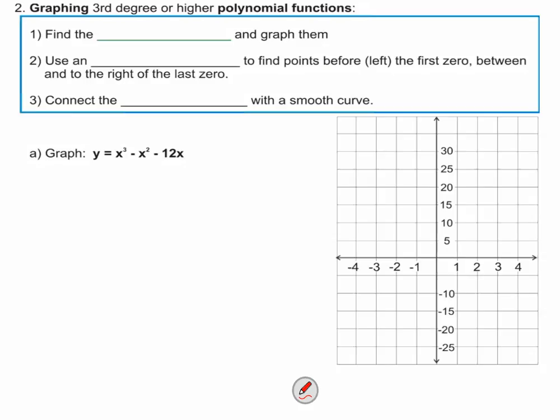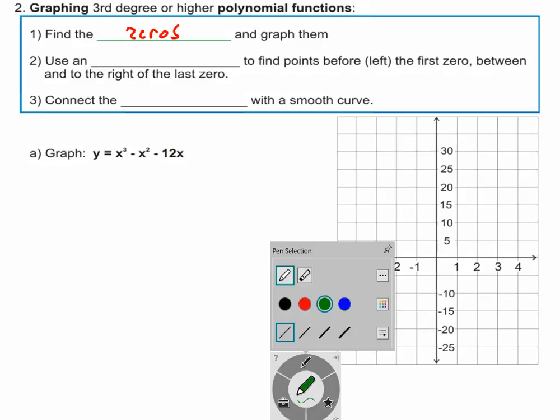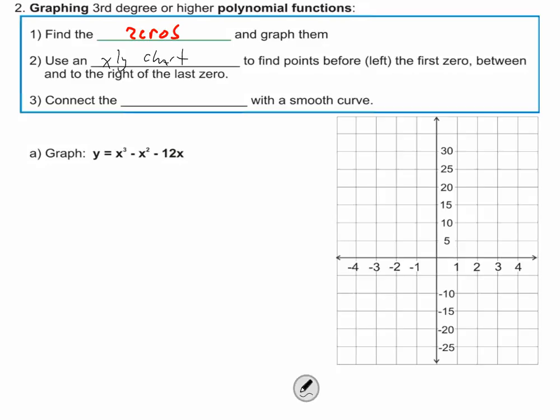All right, so how do you graph third degree or higher? Find the zeros. That should have been green. Oh, this thing's not working now. Find the zeros. Smart Ink is in control. I love it. It's saying green. Give me green. Give me thin. Find the zeros and graph them. What are you going to do next? Using an XY chart to find points before, left of the first zero, between the zeros, and to the right of the last zero.